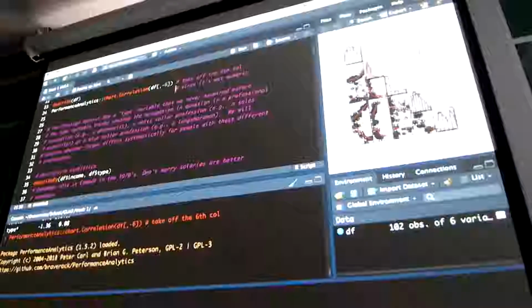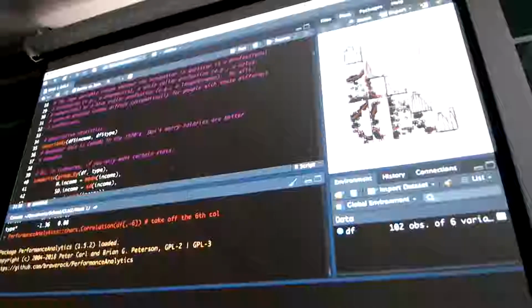We have this type variable that we haven't worked with, which has three levels. It's whether it's blue collar, white collar, or professional jobs. And we want to see if income systematically differs as a function of what category of job it is.